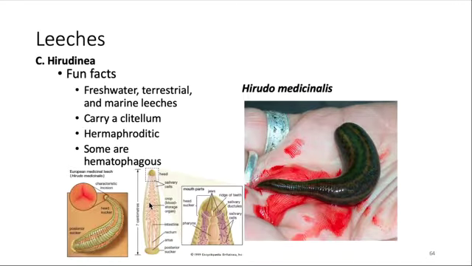They carry what we call a clitellum. A clitellum is a very thick glandular area of the body that is not segmented, and in this area the leeches will secrete a sac-like substance in which they will store their eggs. They are hermaphroditic, and some of them will feed on blood. So for instance, you have the leeches that will feed on blood.